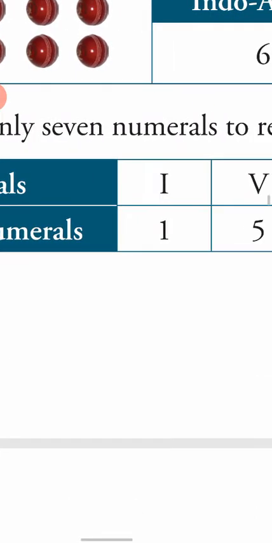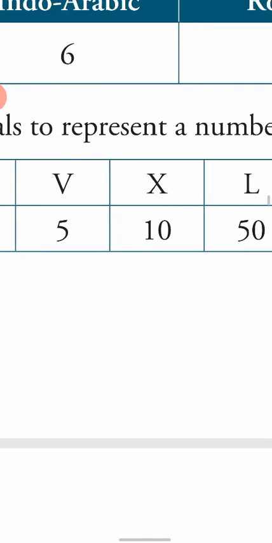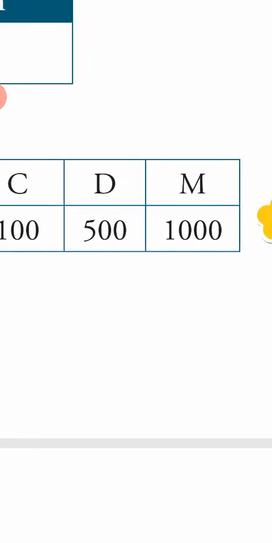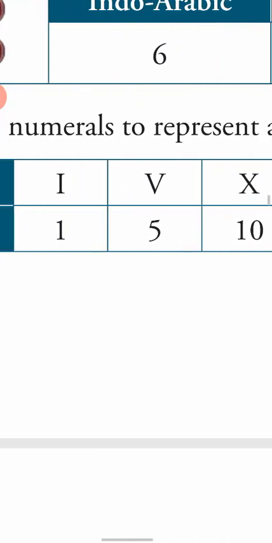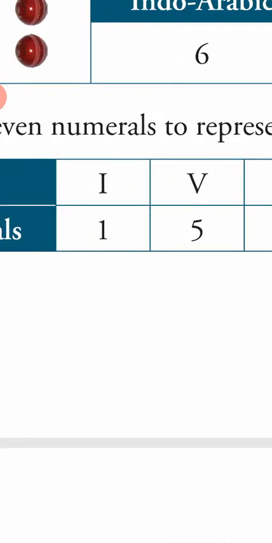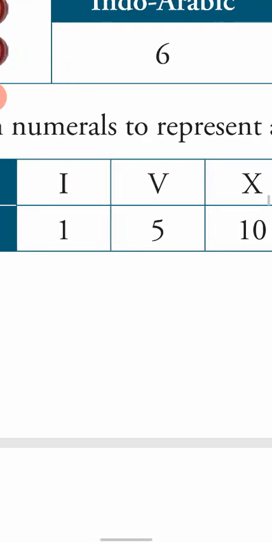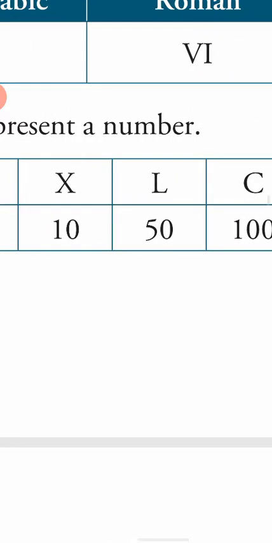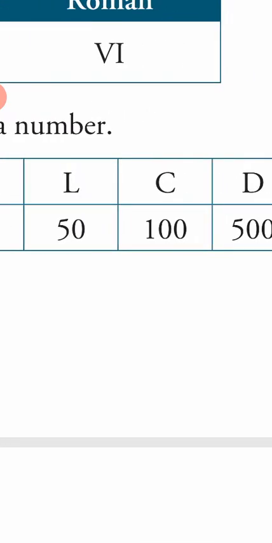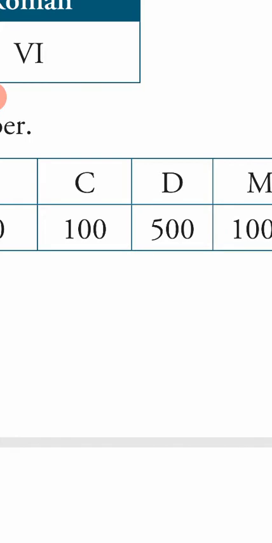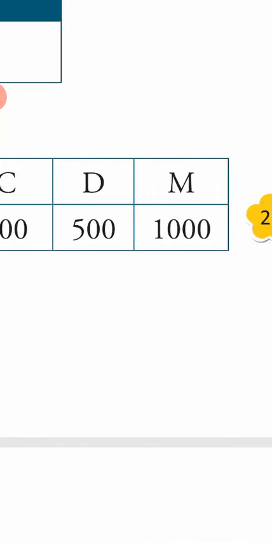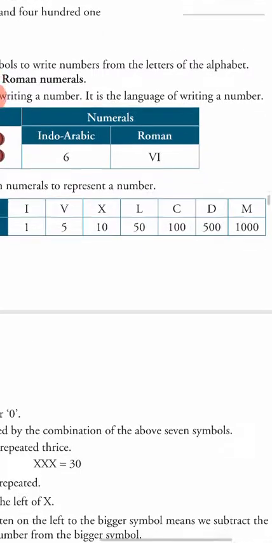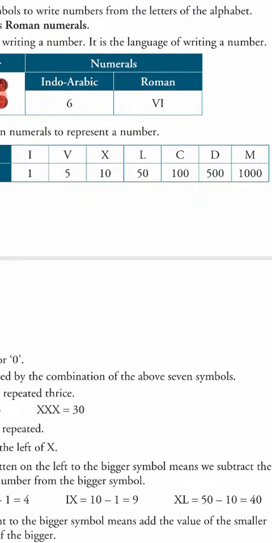1, 5, 10, 50, 100, 500 and 1000. So, the 7 alphabets that they have taken are I, representing 1, V for 5, X for 10, L for 50, C for 100, D for 500, and 1000 is represented by the alphabet M. So, basically you have to learn these 7 symbols that are being used for writing Roman numerals.